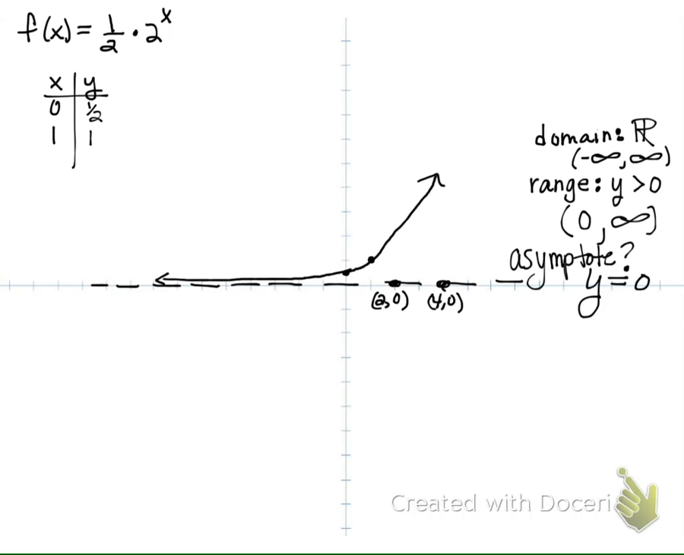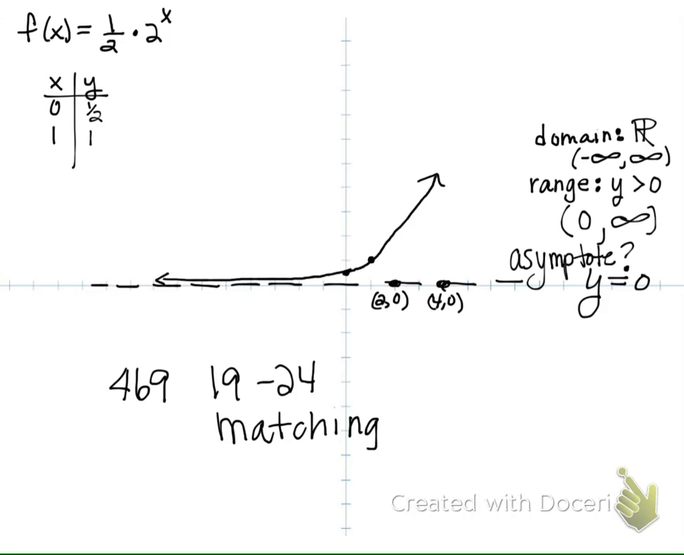All right, so that's the line y is equal to 0. So those are the things that we're going to ask you to do. Domain, range, and asymptote. You with me on that? Okay, so before we do anything more with those, what I'd like you to do is turn to page 469. Okay, 469, and I'd like us to look at problems 19 to 24. They're matching. And I just want to see if you can match the equation with the correct graph. Okay? 19 to 24, matching.